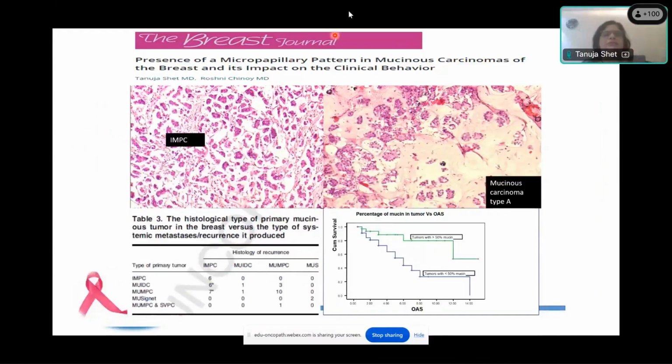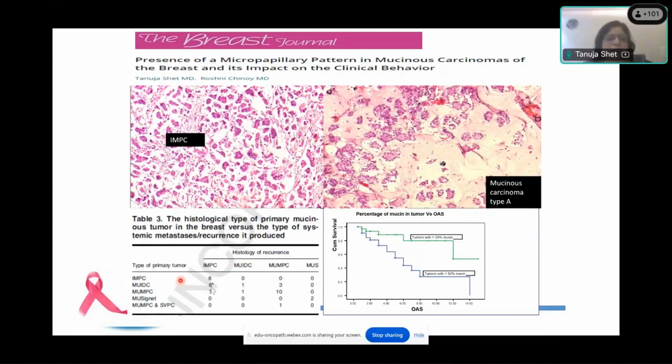And this is the first paper I wrote. Actually, I did the study in 2000, but I published it in 2008. And you see that the micropapillary pattern produced a very high incidence of metastasis. And some of these micropapillary carcinomas recurred. The pure micropapillary did not recur as mucinous, but the mucinous recurred as micropapillary ones very easily.